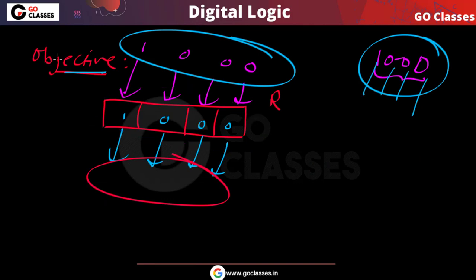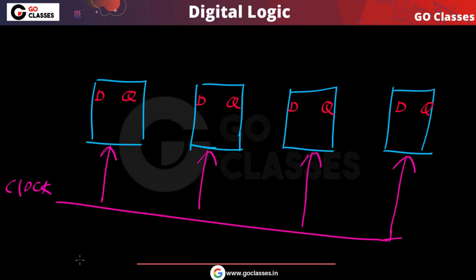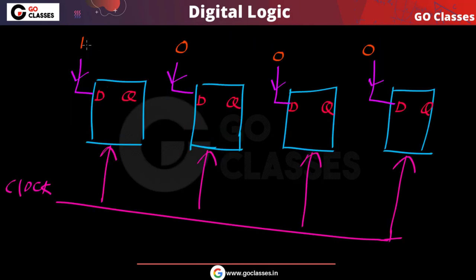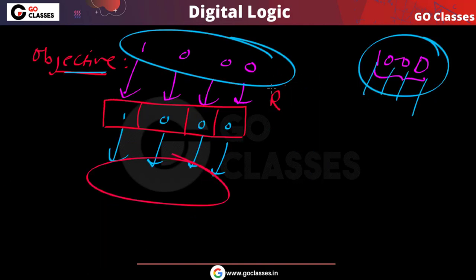We want to store 4-bit data, that is fine. But now we want to store it in parallel. So the data I want to store in parallel, let us assume you want to store 1000. Then what you can do, very simple, you apply this data on these flip-flops in parallel. This is called parallel loading, meaning I want to store the data in parallel.